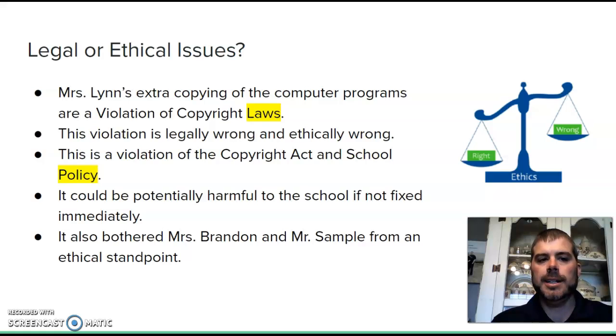Next, we're going to take a look at any legal or ethical issues. Mrs. Lynn's extra copying of the computer programs is a violation of copyright laws. This violation is legally wrong and ethically wrong. This is a violation of the Copyright Act and school policy. It could be potentially harmful to the school if not fixed immediately. It also bothered Mrs. Brandon and Mr. Sample from an ethical standpoint.